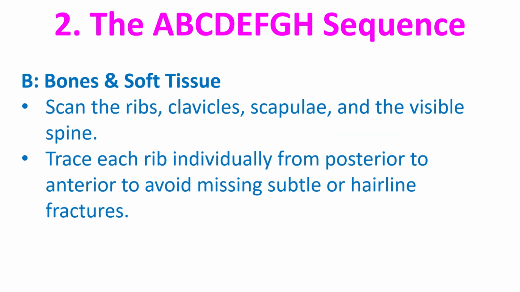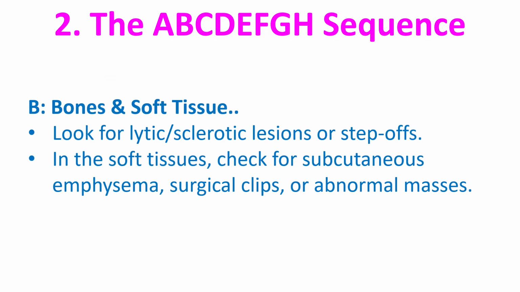B for bones and soft tissue. Scan the ribs, clavicles, scapulae, and the visible spine. Trace each rib individually from posterior to anterior to avoid missing subtle or hairline fractures. Look for lytic or sclerotic lesions or step-offs. In the soft tissues, check for subcutaneous emphysema, surgical clips, or abnormal masses.